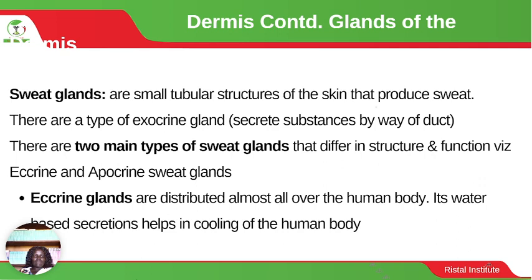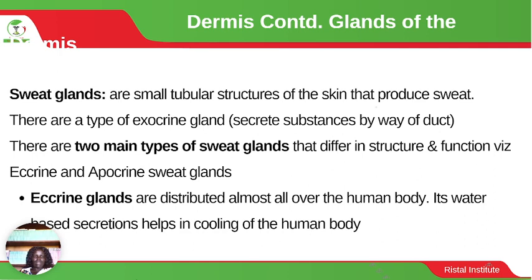Sweat glands are small tubular structures of the skin that produce sweat. These are a type of exocrine gland, or we can say they secrete substances by way of a duct. So there are two main types of sweat glands that differ in structure and function, viz. eccrine and apocrine sweat glands.